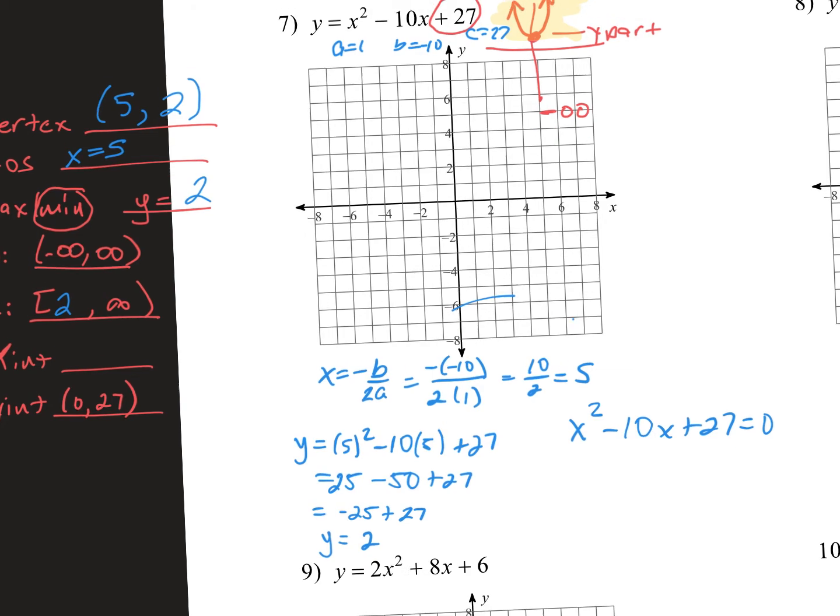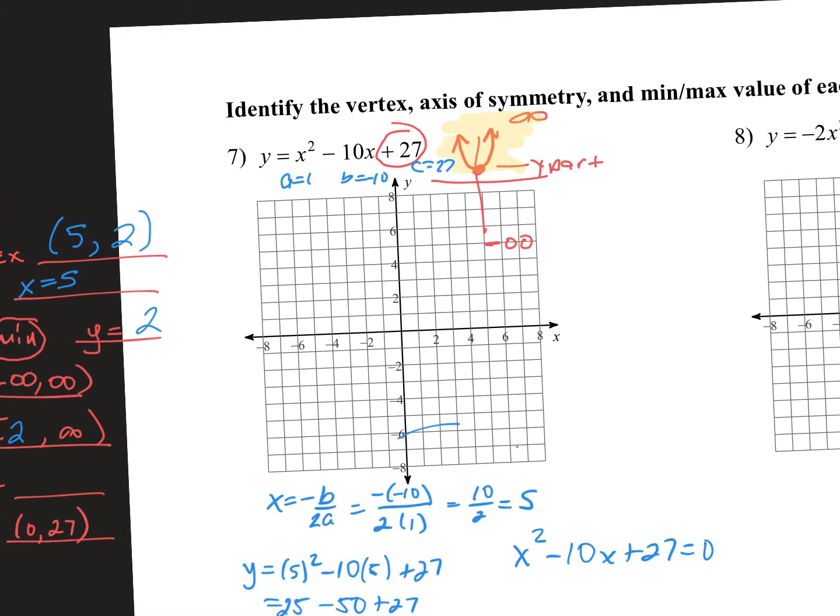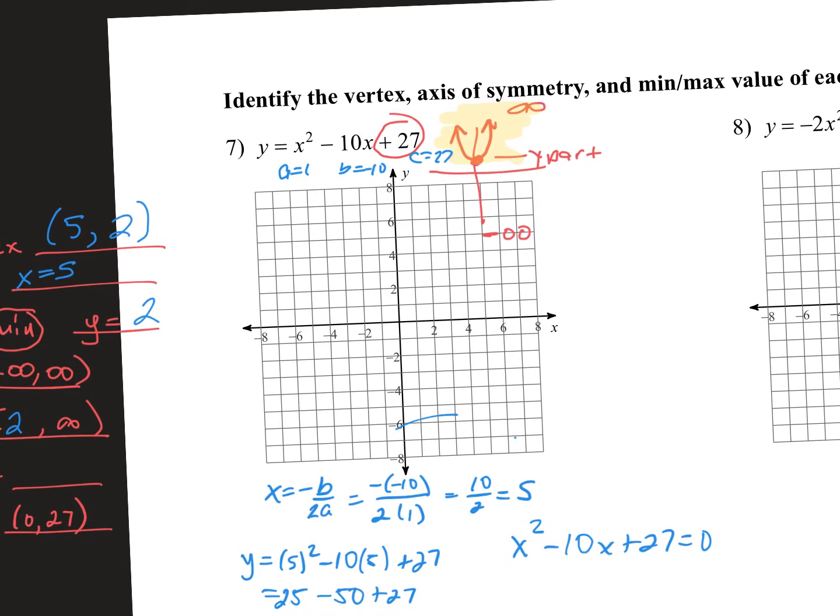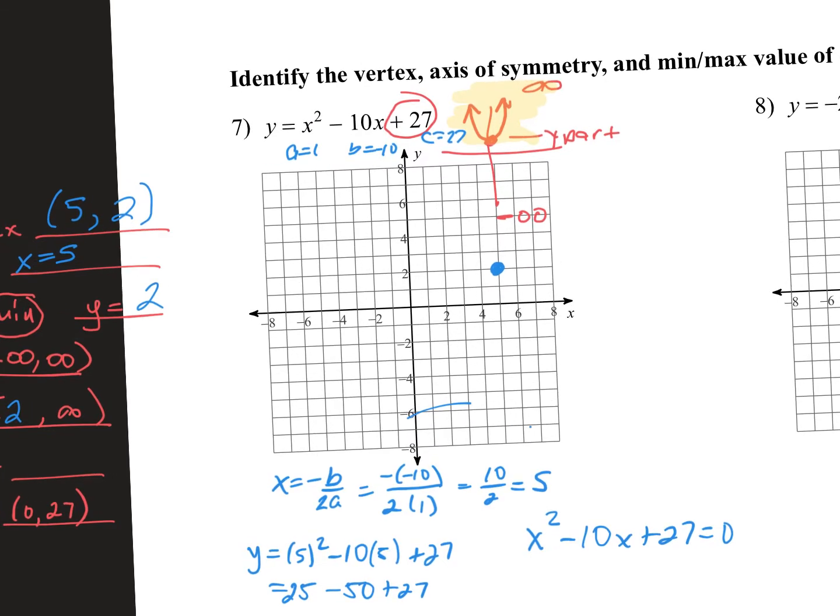But let's draw a quick little picture of our parabola. My vertex is at (5, 2). Agreed? Which way is my parabola facing? Up.